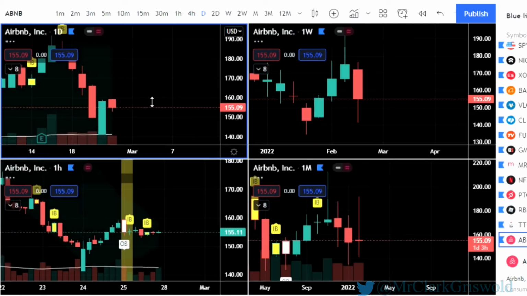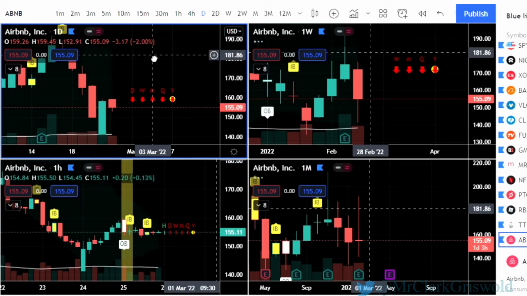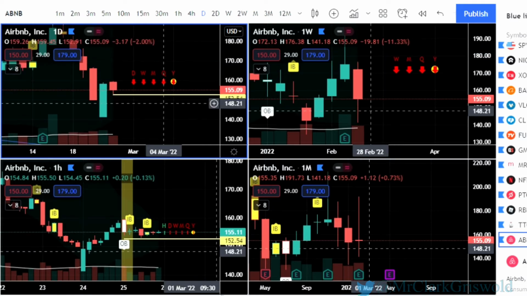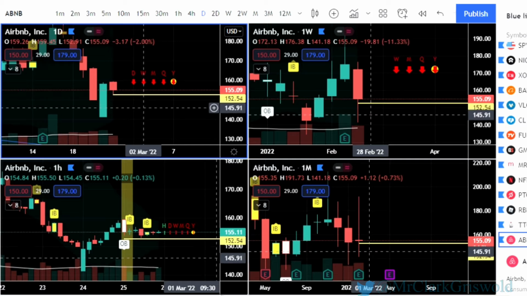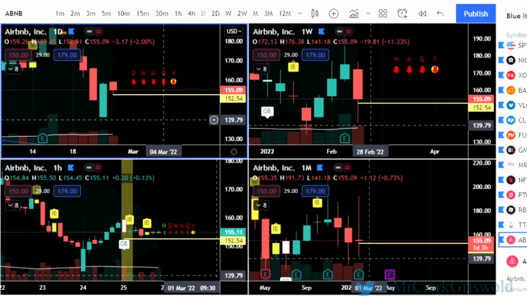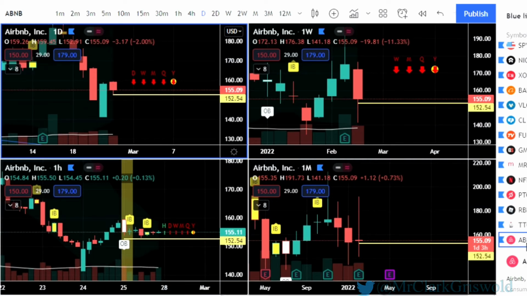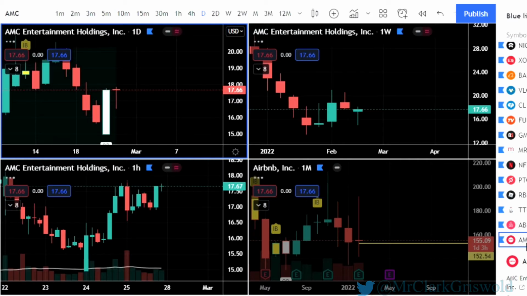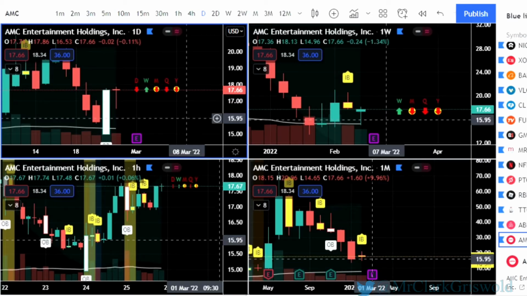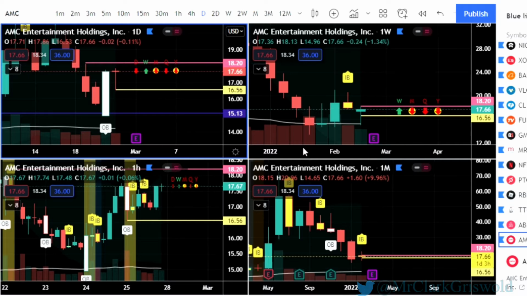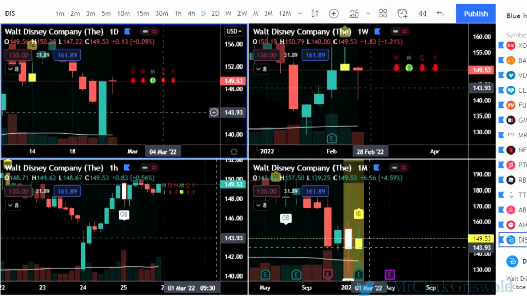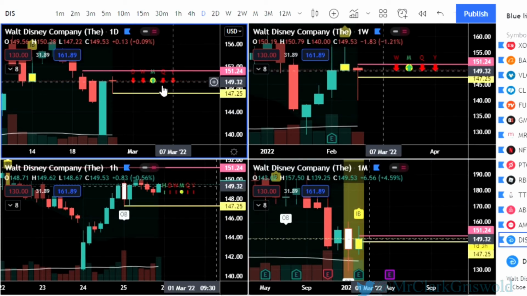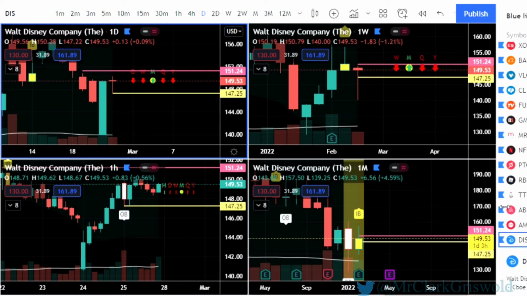Airbnb, that's ABNB, has a 2 up that finished red. Currently this time frame is showing to the downside, so Airbnb would be a good bet for puts at 152.54. AMC has a 2 up that finished red, so we'd be looking again for puts at 16.56. Disney, what do we got on Disney? Disney has a 2 up that finished red, so puts at 147.25.